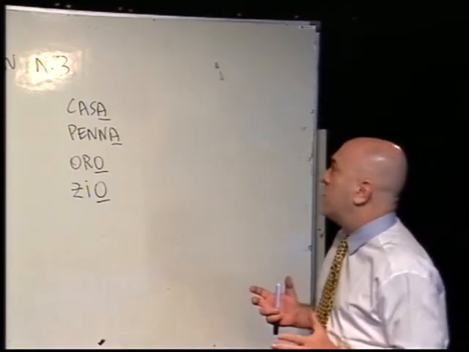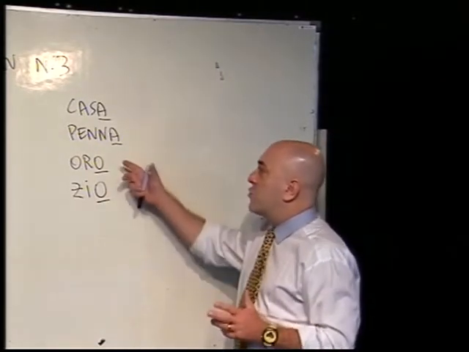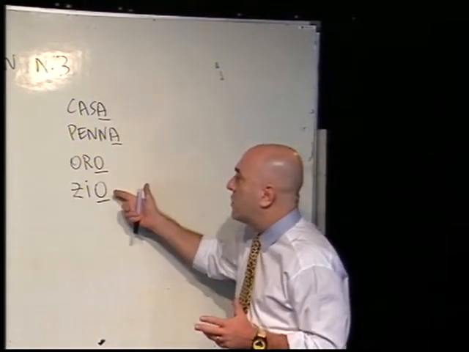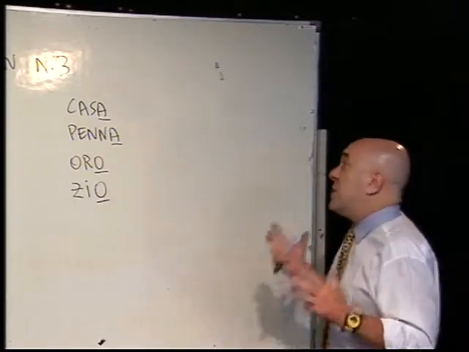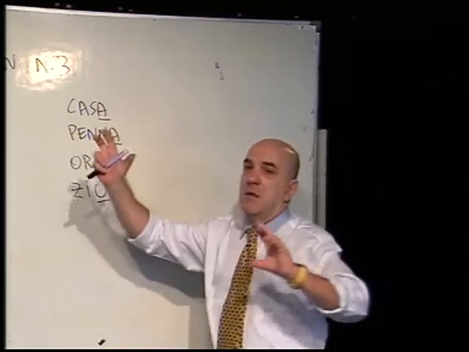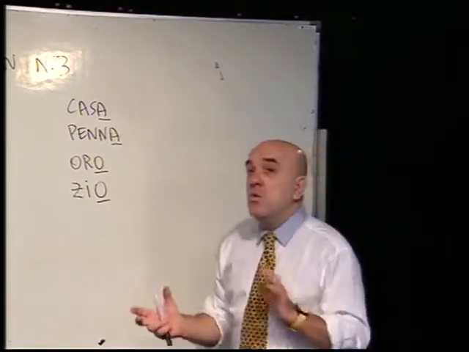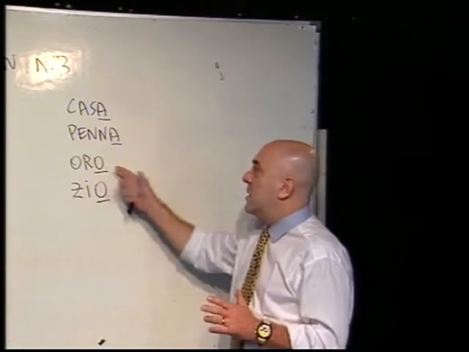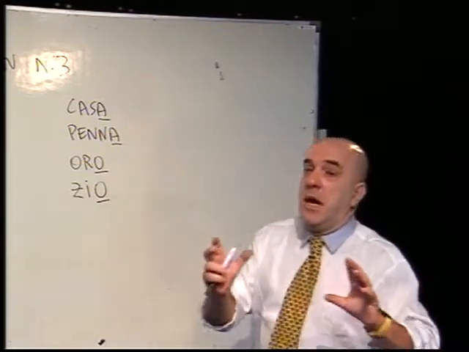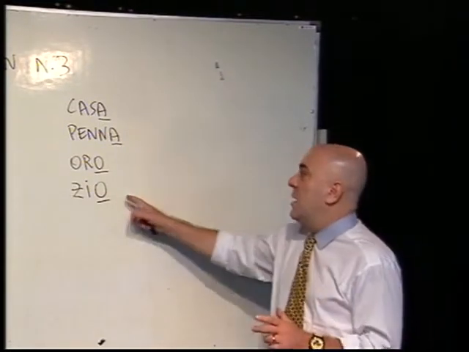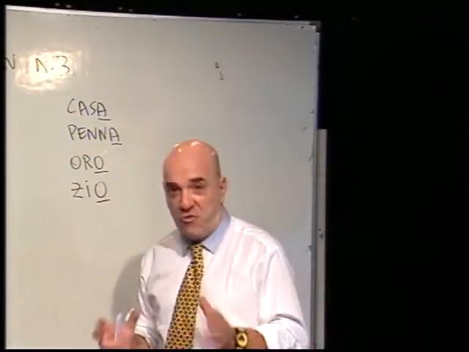Imagine I don't want to talk about one house or one pen or one piece of gold or one uncle only, but I want to say that, for example, I have two or four houses, or I need to buy two or three pens, or maybe I have two or three pieces of gold. And the same, I don't have only one uncle, but maybe I have two or three uncles.